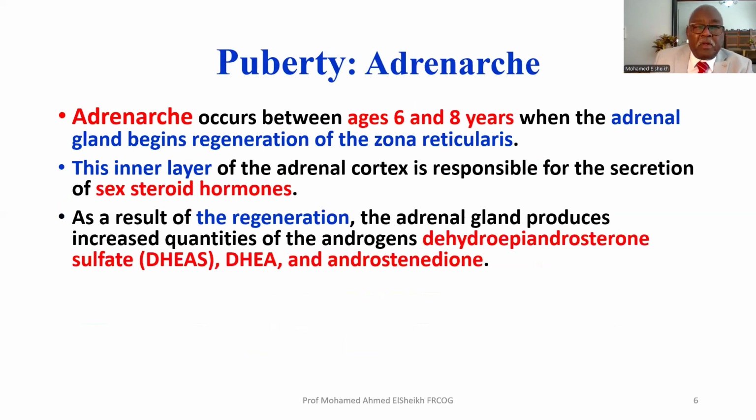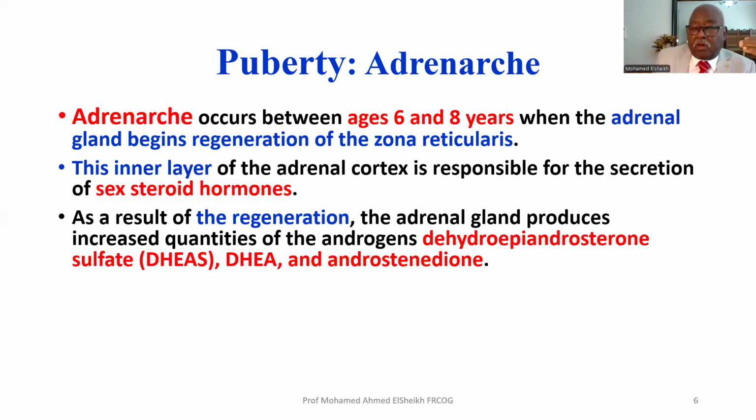Adrenarche, as we have said, occurs in the development of the adrenal cortex, zona reticularis. The age is between 6 and 8 years. The adrenal gland begins regeneration of the zona reticularis, the inner layer of the adrenal cortex, which is responsible for the secretion of sex steroid hormones. As a result of this regeneration, the adrenal gland produces increased quantities of androgens, from the inner layer of the adrenal cortex.